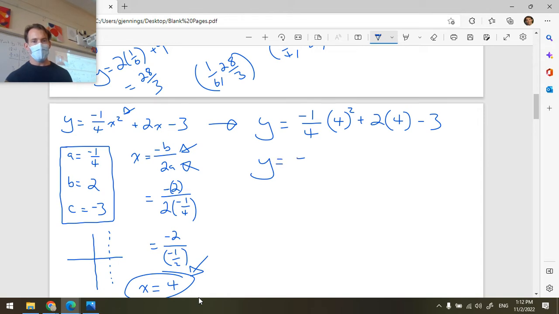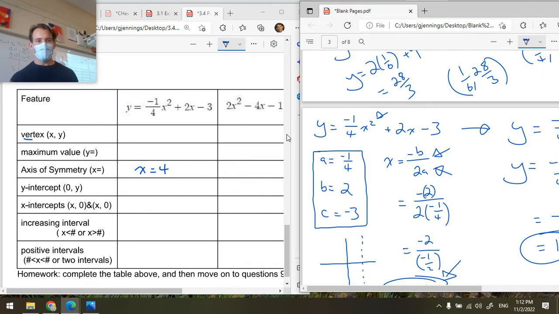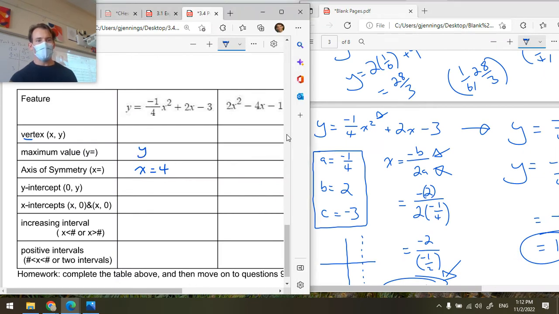It's equal to negative 1/4. 4 squared is 16. So negative a quarter of 16 plus 2 times 4, which is 8, minus 3. Negative a quarter of 16 is negative 4. Your calculator will tell you the same thing. Plus 8 minus 3 is plus 5. So the y value is equal to 1. Okay? So now we can put that in for the maximum value. The maximum value is y is equal to 1 for this parabola.